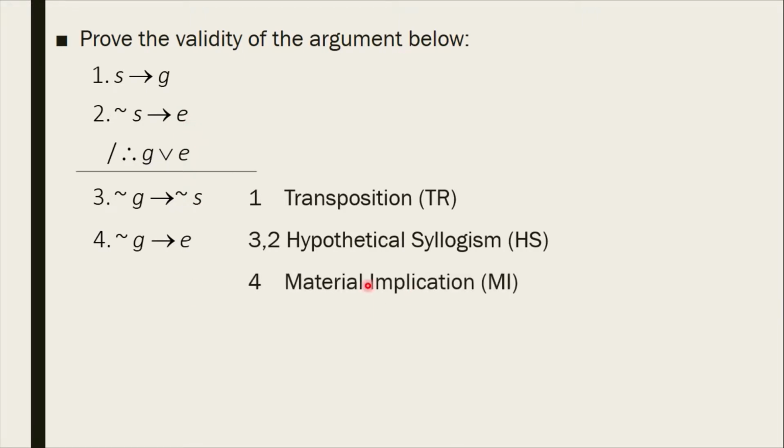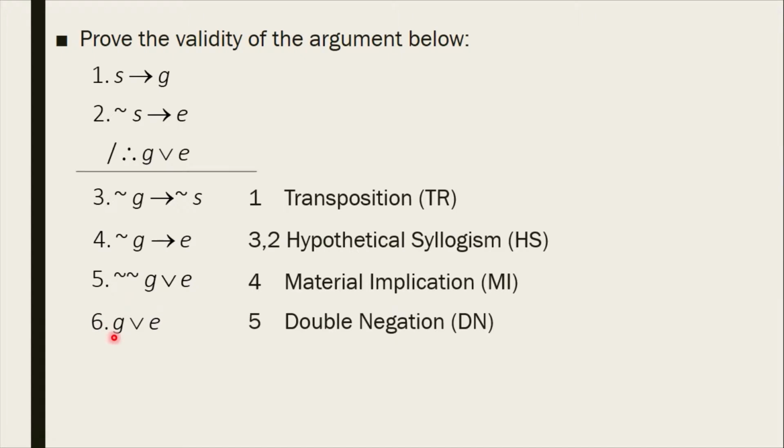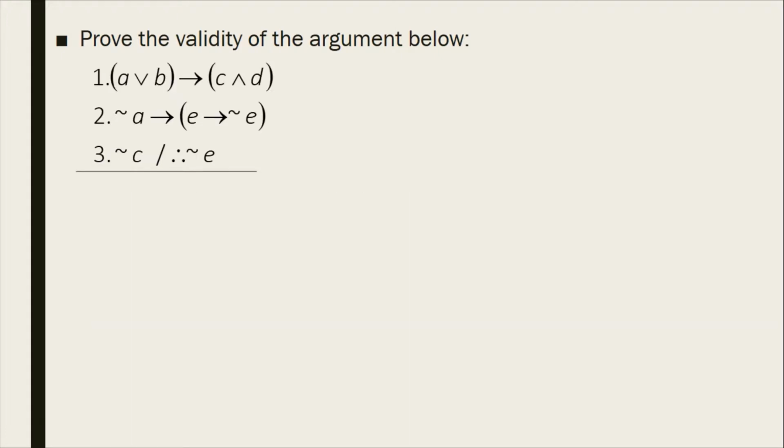Now, using material implication for number 4, we can change its form into not G or E. Okay? Now, since we have double negation here, we can change it into G or E. Now, as you notice, this is already our conclusion. Then, this whole argument, though it's not in a paragraph form, we are sure that this argument is valid. Now let's proceed to another example.